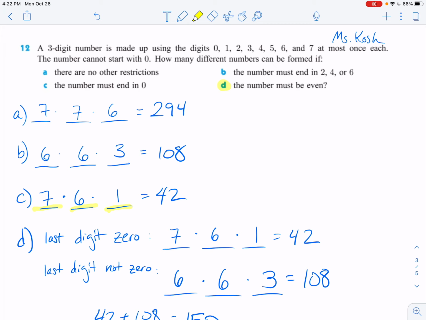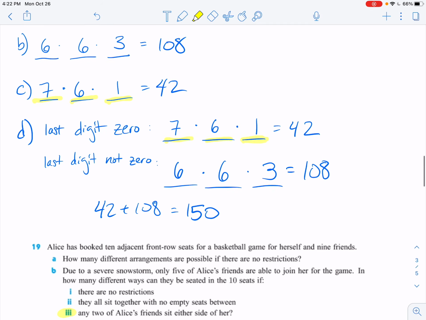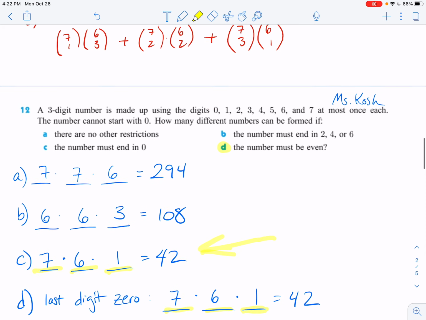Okay, part D was the one where someone had a question, and the problem said the number must be even. So what I did is I considered that we have the restriction that the first digit can't be 0. But if I ended with a 0, that would be an even number. So I said, okay, let's say that the last digit is 0. Well, there's one way that could happen, and then it's 7 times 6. And this is that scenario from part C, right? Then I said, okay, well, what happens if the last digit is not 0? Well, that means it could be an even number if it ended in a 2, a 4, or a 6.